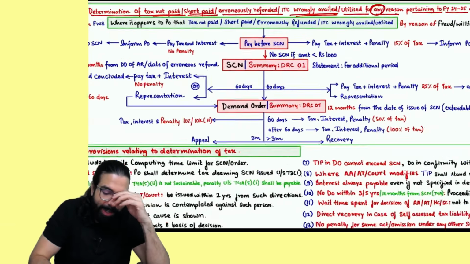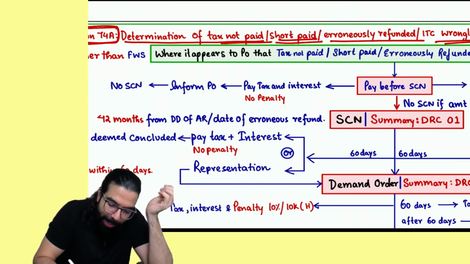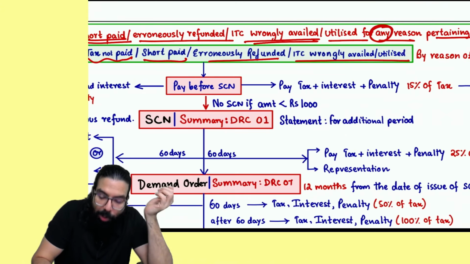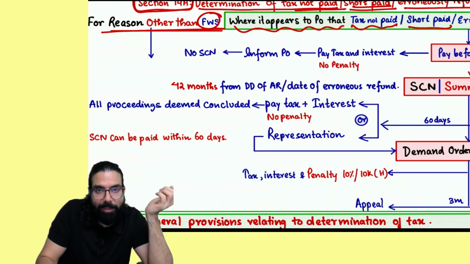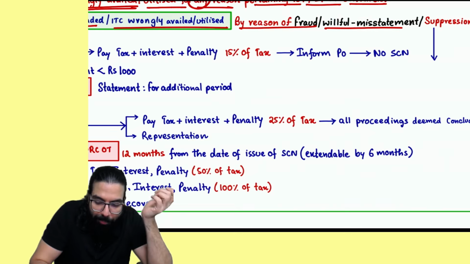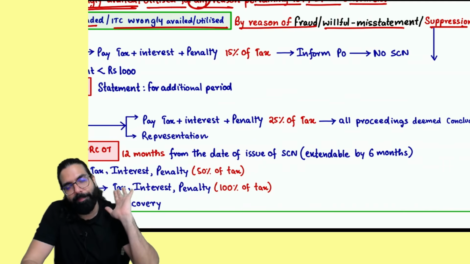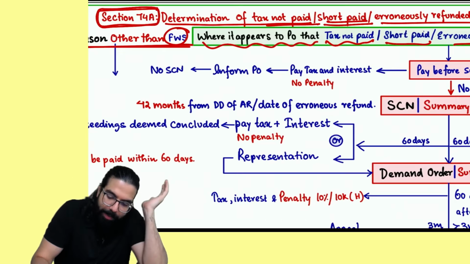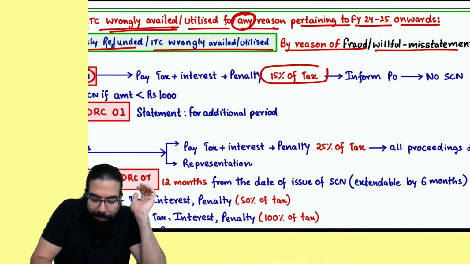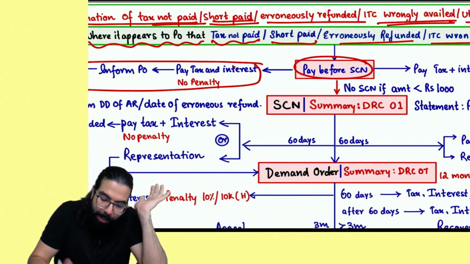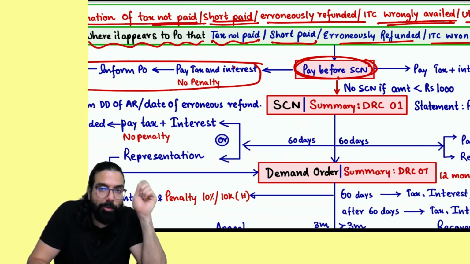In section number 74A, they are telling that when it appears to the proper officer that tax is not paid, short paid, erroneous refund, ITC wrongly availed or utilized for reasons other than fraud, that is non-fraud cases, and for reasons of fraud, willful misstatement and suppression. Okay? Non-fraud cases, before show cause notice, you have to pay, no penalty. Sir, fraud cases, the same 15% penalty is there. Okay, sir. Then no show cause notice. Here one point is there. If you did not make the payment, a show cause notice will come.